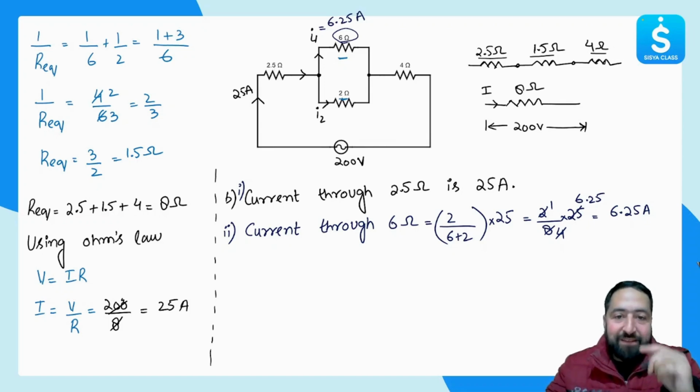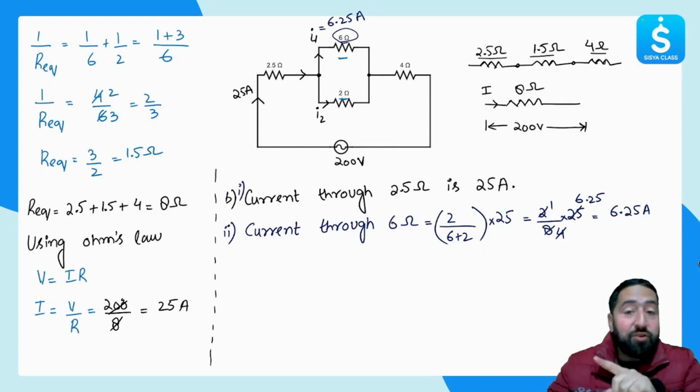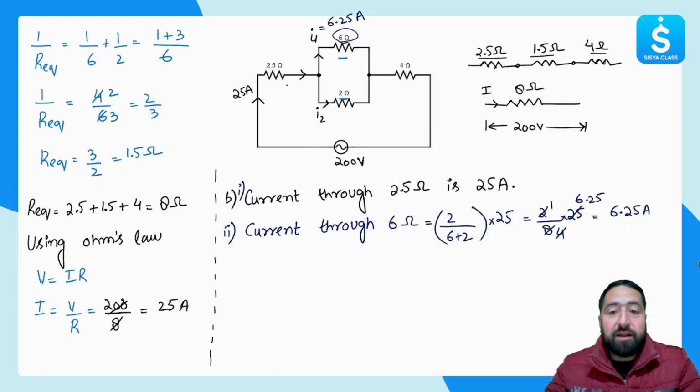Now we need to find the current through the 2 ohm resistance. Now it will be simple. What is the total current coming? It is 25. How much current is flowing through 6? It is 6.25.